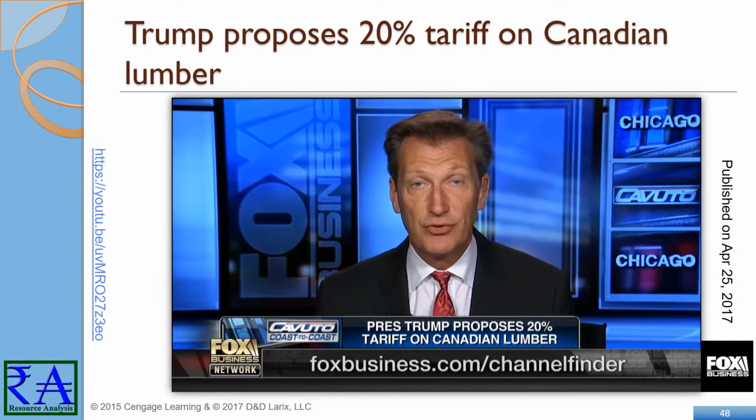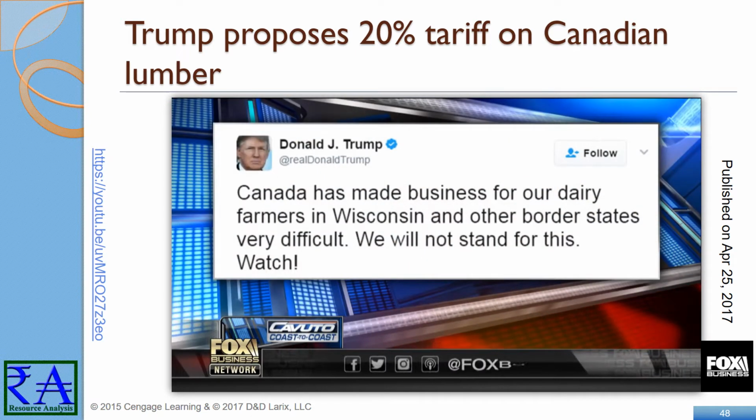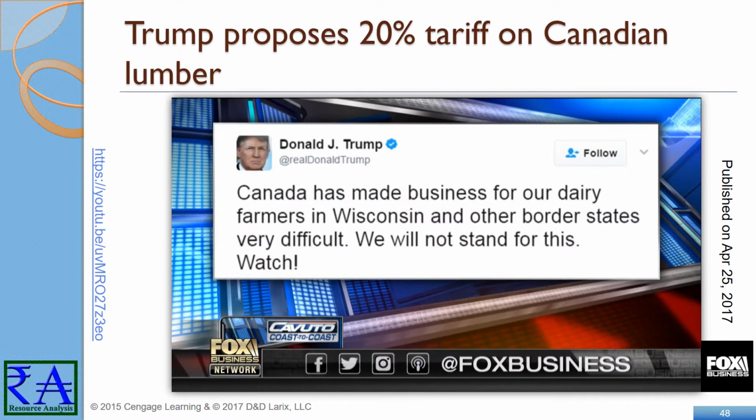Take a look at the presidential tweet this morning. He said Canada's made business for our dairy farmers in Wisconsin and other border states very difficult, like New York as well, not just Wisconsin. Chuck Schumer and Donald Trump on the same side of that issue. He says, we will not stand for this.